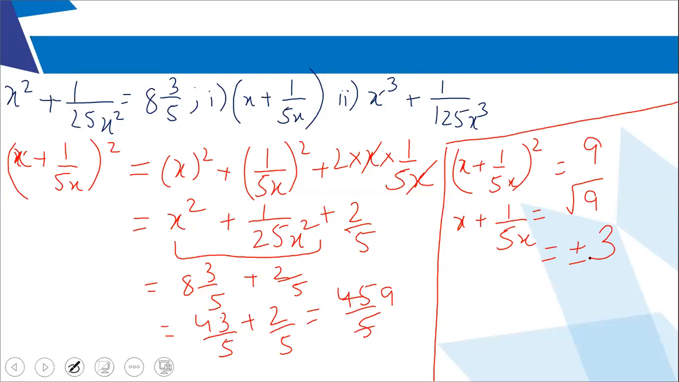So how did you get the answer in fraction? I didn't understand only. Somebody got 43 upon 5, somebody got 45 upon 5, 53 upon 5.